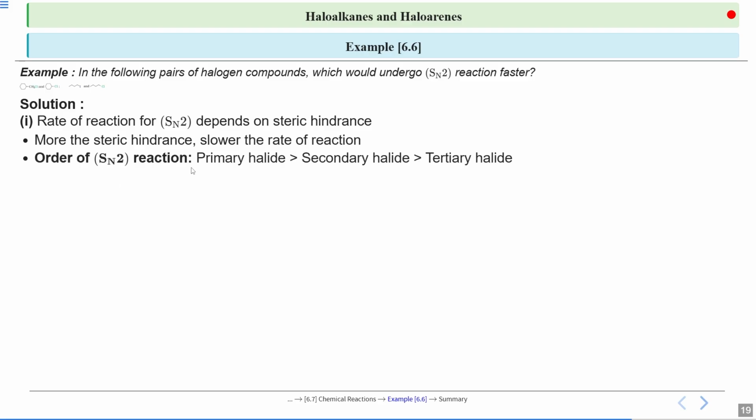So the order of SN2 reaction is: the primary halide will be the preference, or will be the most reactive, then the secondary halide, and then the tertiary halide. Primary halide, because the steric hindrance will be lowest in this. The larger groups present on the carbon will not be there in the primary halide. Meanwhile, in the tertiary halide, there can be larger groups attached on the carbon, which will cause steric hindrance to the incoming nucleophile.